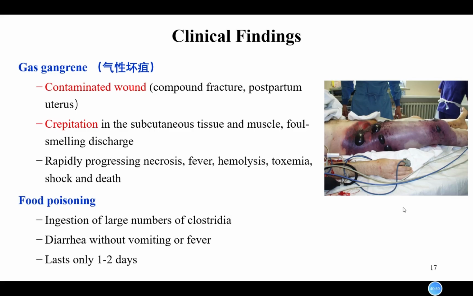The second type of disease is food poisoning, because perfringens is able to produce enterotoxin, which can cause intense diarrhea. That's due to the ingestion of a large amount of bacteria, and the diarrhea might last only a couple of days, and it's not lethal, and you don't have to treat the diarrhea. You just give them some symptomatic support, such as providing enough water and electrolytes.